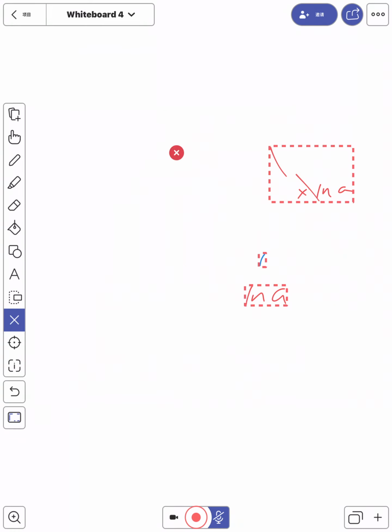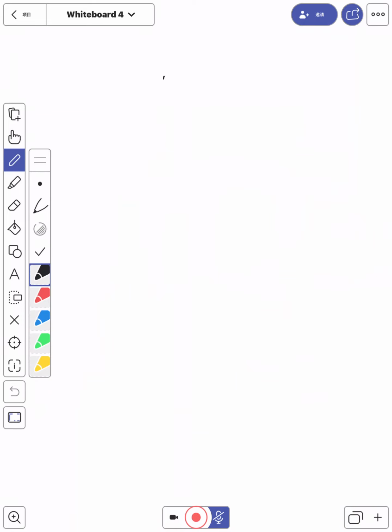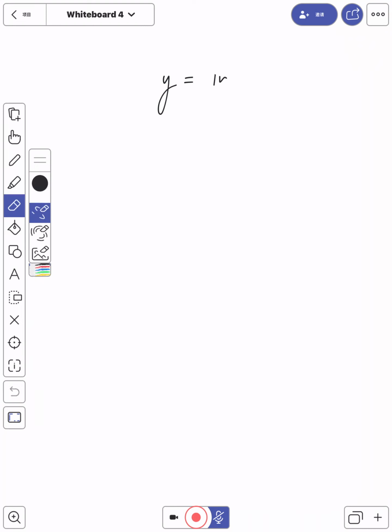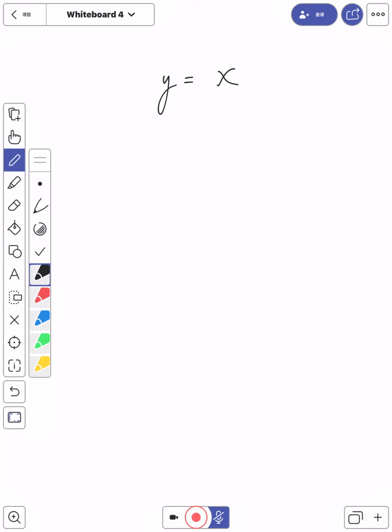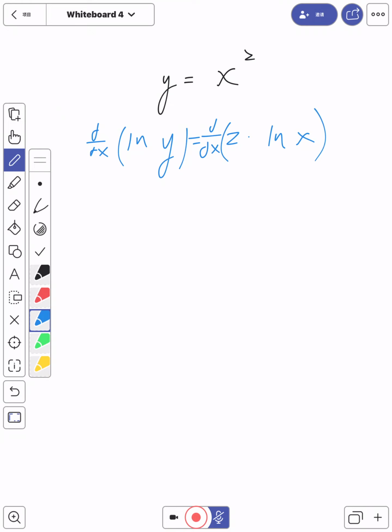what if we have, let's say, y is equal to x to the z, where z is not a variable? How are we going to take the derivative here? We're just going to use the ln of y again. So ln of y is equal to z times ln of x, and then we take d over dx. You can see that this is actually a really powerful tool to utilize.